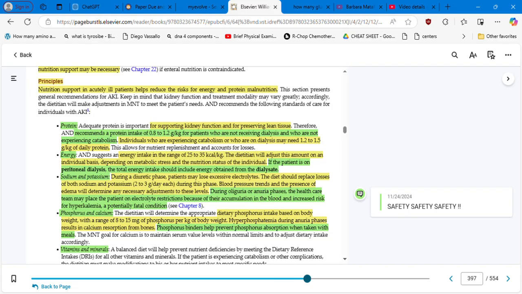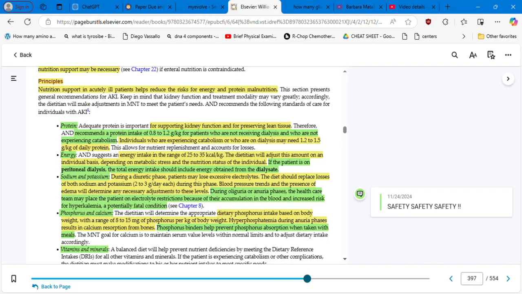Now, sodium and potassium. During a diuretic phase, patients may lose excessive electrolytes, your sodium, your potassium, because the patient is taking too many diuretics. The diet should replace losses of both sodium and potassium, 2 to 3 grams per day during this phase. Blood pressure trends and the presence of edema will determine any necessary adjustments to this level. So edema is a crucial factor here in determining what the nutritionist is going to order.